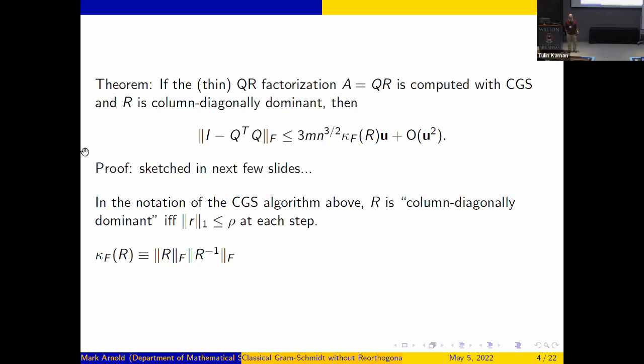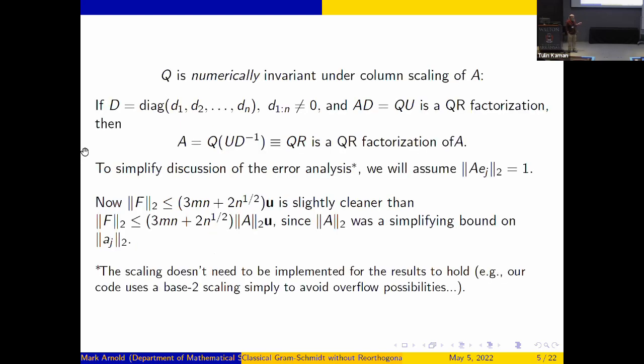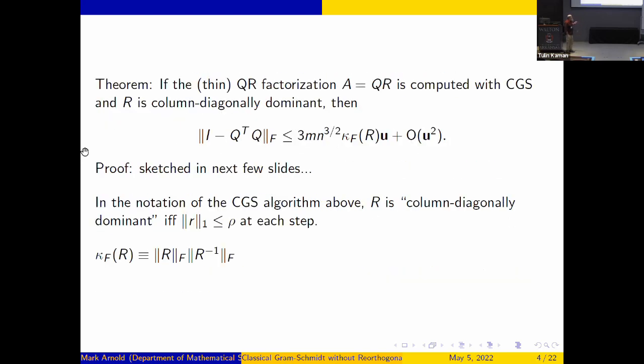But basically, I can bound the orthogonality of Q much like the modified Gram-Schmidt bound on the orthogonality of Q. In here, I'm giving a Frobenius norm of R, and typically that's given as a 2 norm of A. So that's just to make this talk more simple to understand.